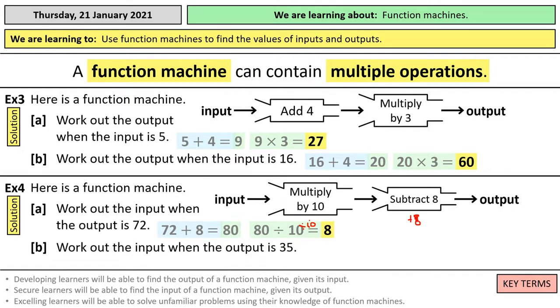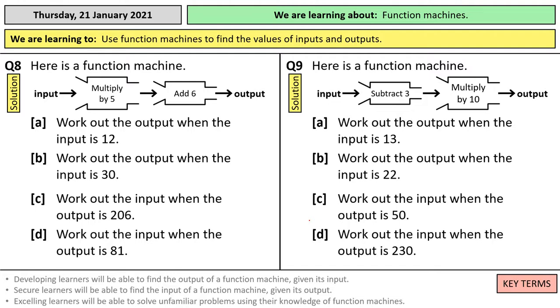Another example, work out the input when the output is 35. So again, we're having to do the opposite. So 35 add 8 gives us a value of 43. 43 divided by 10 gives us 4.3. Pause this video and have a go at these questions.